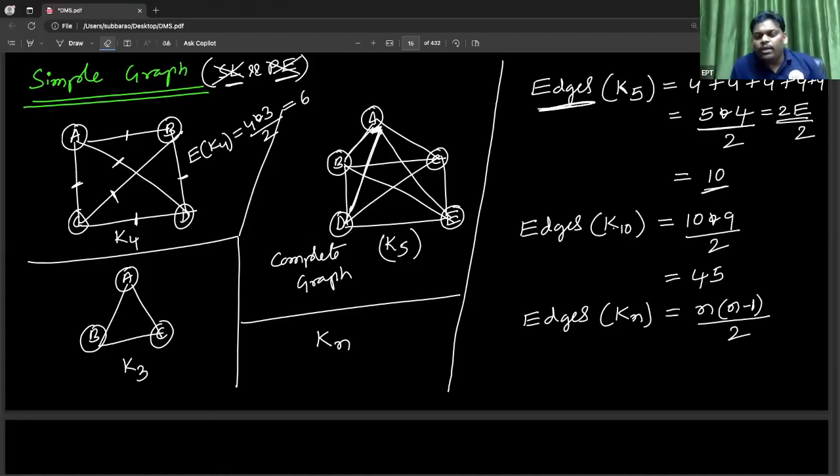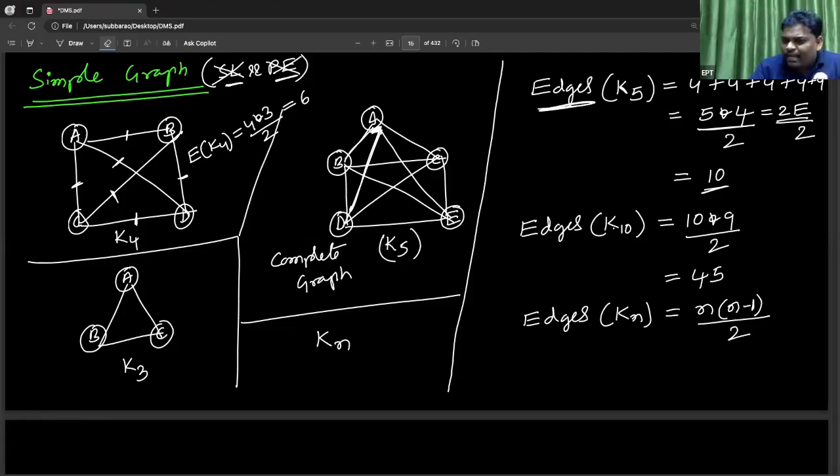Now, it is a very important one. In all simple graphs, which simple graph is the larger one? The complete graph is the maximal one.